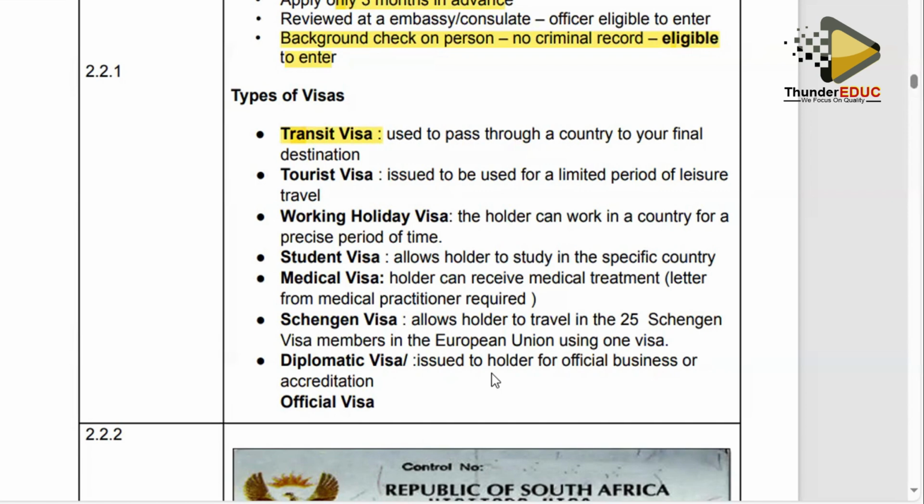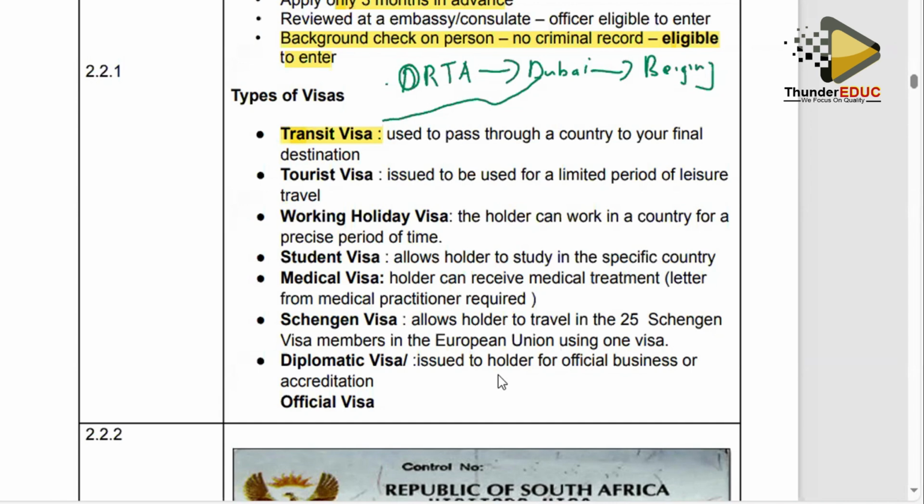For example, if we have a South African tourist who needs to go to China, but there are no direct flights from OR Tambo International Airport to China, they can go through Dubai. So you can leave OR Tambo International Airport, that is Johannesburg. Then you get to Dubai. Then from Dubai, you go to Beijing. So in order for you to do a stopover in Dubai, you need to carry what is called a transit visa, which is used to pass through a country to your final destination. So that is a transit visa.